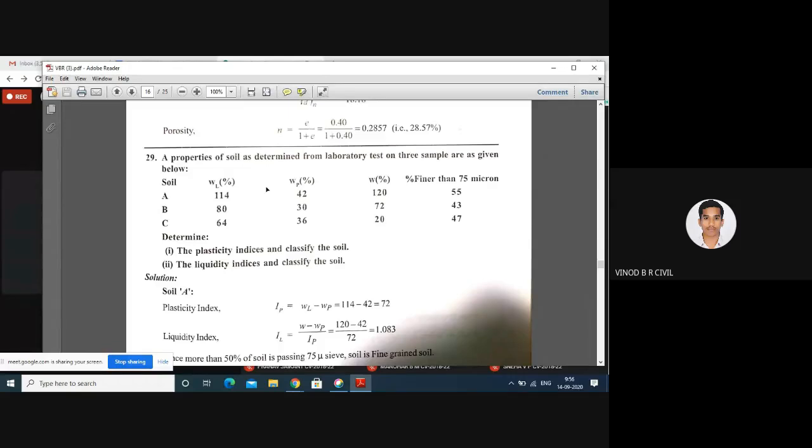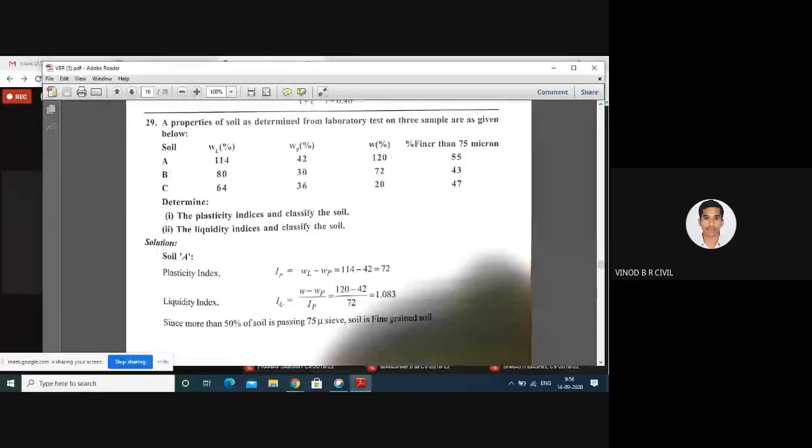Liquid limit, plastic limit, and shrinkage limit are index properties of soil. In the problem they give the liquid limit, plastic limit, and water content. For soil sample A the water content is 120%, for soil B it is 72%, and for C it is 20%. The percentage finer than 75 micron is 55, 43, and 47. Determine the plasticity index and the liquidity index, and classify the soil.